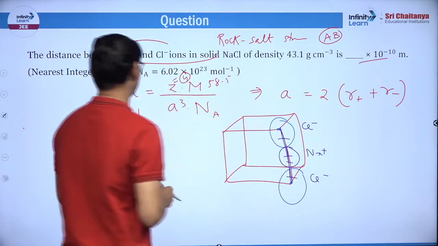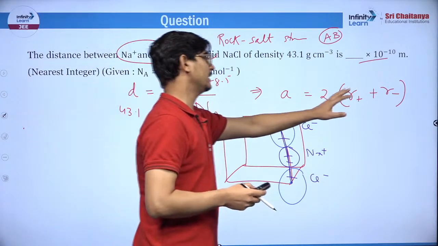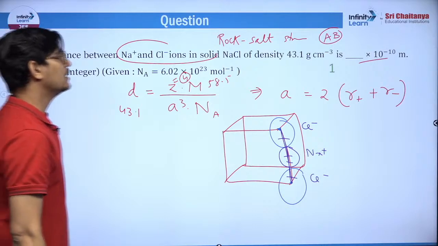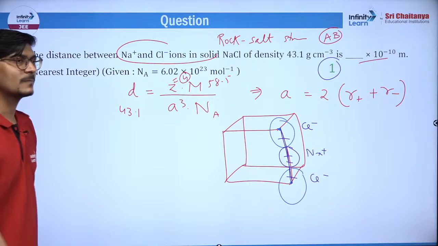So what you have to do is just calculate the value of edge length here and divide it by 2, you will get the distance between the cation and anion. Is that clear guys? I hope you understood. So this answer will come out to be approximately 1, right? 1 it will come out to be.